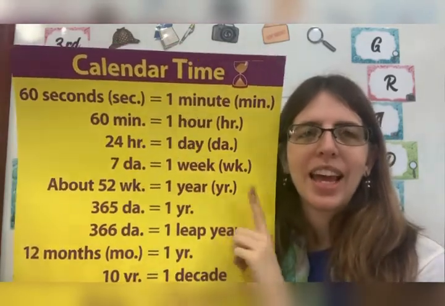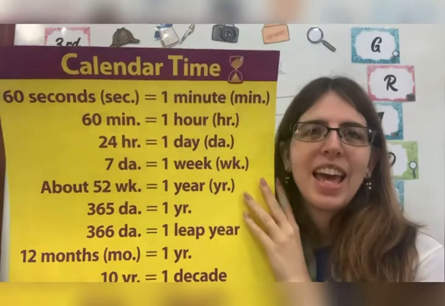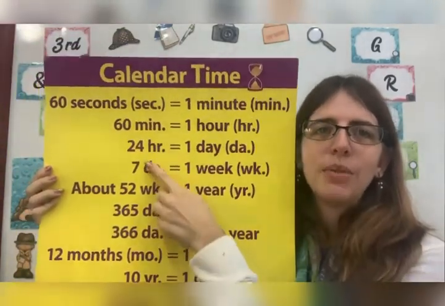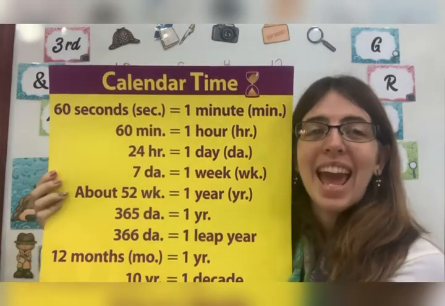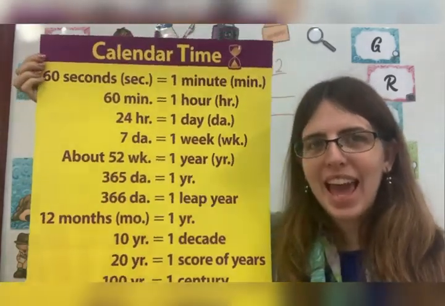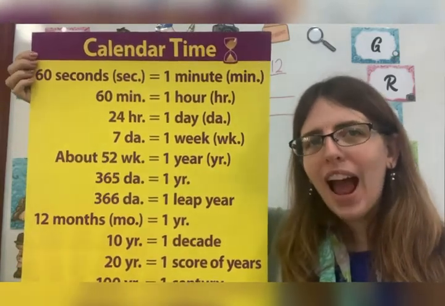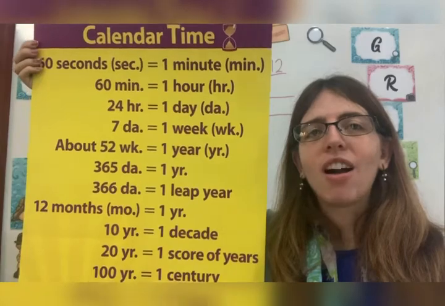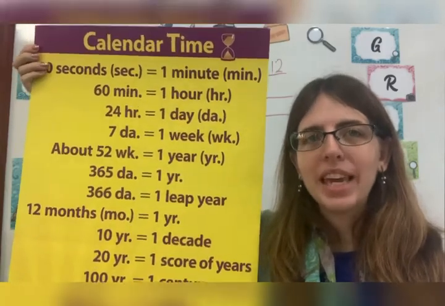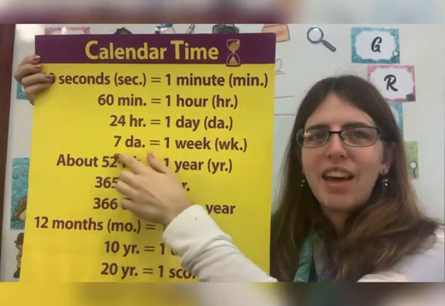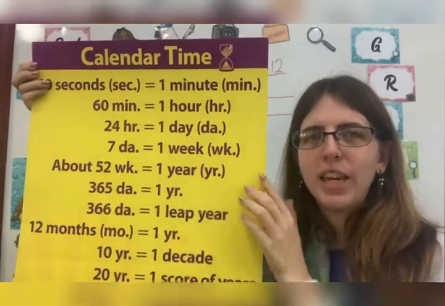And the hour hand is your big hand. It goes around your clock 24 times to equal 1 day. So there are 24 hours in a day. For a week, there are 7 days in a week. That DA, that's the abbreviation for day, 7 days in 1 week.